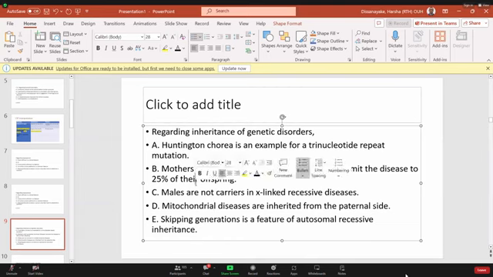Males are not carriers in X-linked recessive diseases. Now, generally, in this type of question, we are considering diseases which are of Mendelian inheritance. We do not pay too much attention to things like incomplete penetrance, or a less severe mutation which is subclinical. So if the disease is X-linked recessive, the male will invariably manifest the disease because he has only one X chromosome.